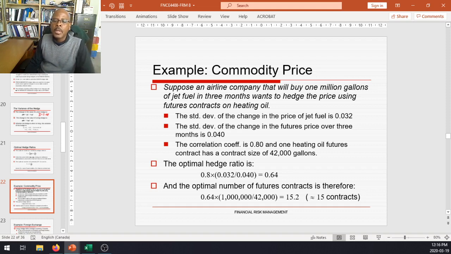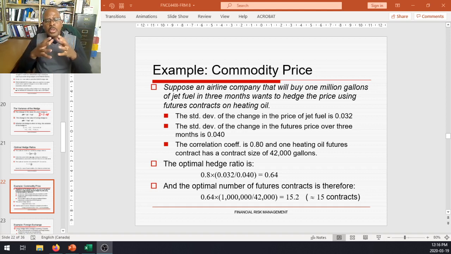market to hedge. And to translate this 0.64 gallons into the number of futures contracts that you will need, we take 0.64 times your spot position, which is the 1 million gallons of fuel that you want here, then divided by the futures contract size, which is 42,000. So this is actually 15.2 contracts exactly, and it rounds down to 15 contracts.